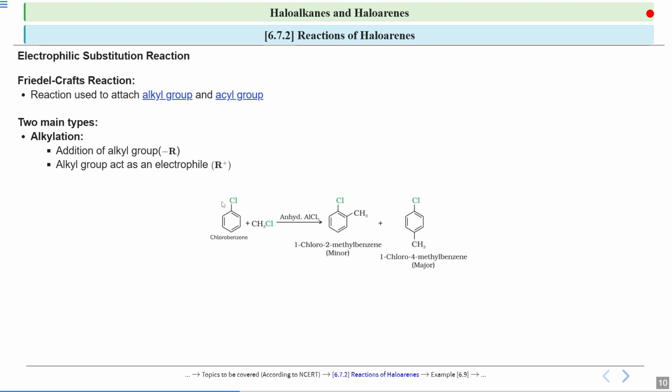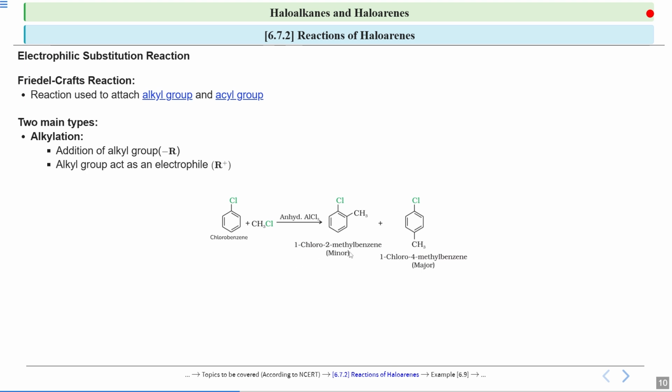You can see we have chlorobenzene. It is reacting with chloromethane, CH3Cl, in the presence of anhydrous AlCl3, and you get a mixture of products. The minor product is 1-chloro-2-methylbenzene and the major product is 1-chloro-4-methylbenzene, where the methyl group is substituted at the para position. So you get this mixture of products, the minor one and the major one. The minor one has the methyl group, or you can say the alkyl group, at the ortho position. The major one has the alkyl group at the para position.